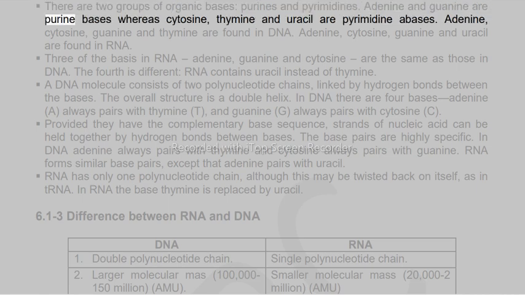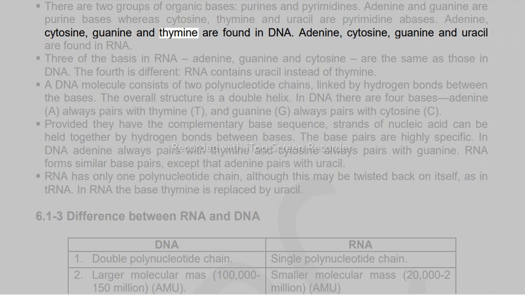There are 2 groups of organic bases, purines and pyrimidines. Adenine and guanine are purine bases whereas cytosine, thymine and uracil are pyrimidine bases. Adenine, cytosine, guanine and thymine are found in DNA. Adenine, cytosine, guanine and uracil are found in RNA.